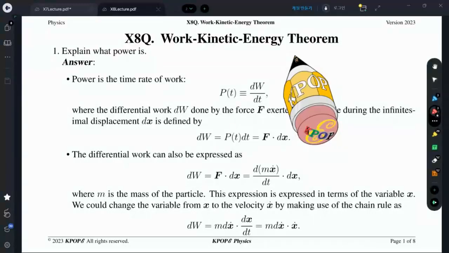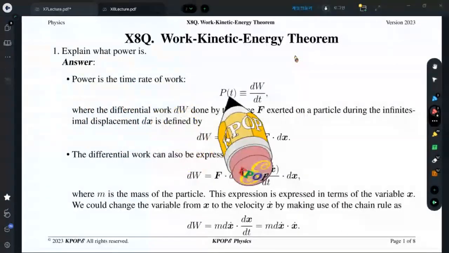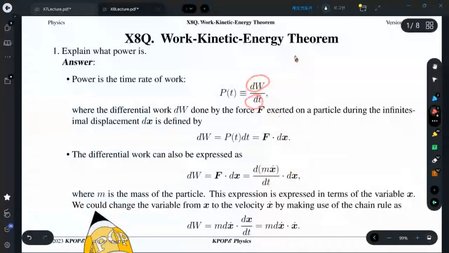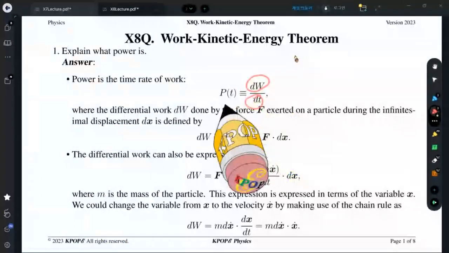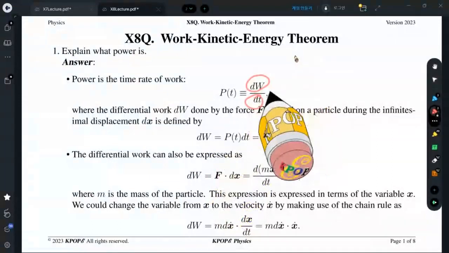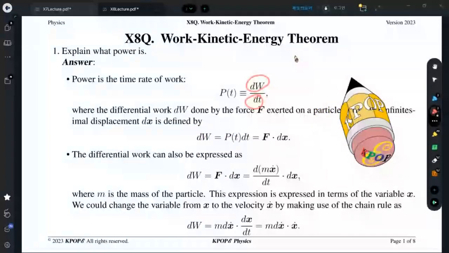X8 Work-Kinetic-Energy Theorem. Explain what power is. Power is work per unit time. And power, this P, is not a linear momentum. If I multiply dt on both sides, this is a kind of changing variable.